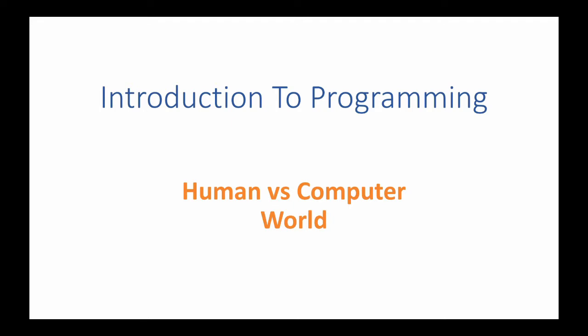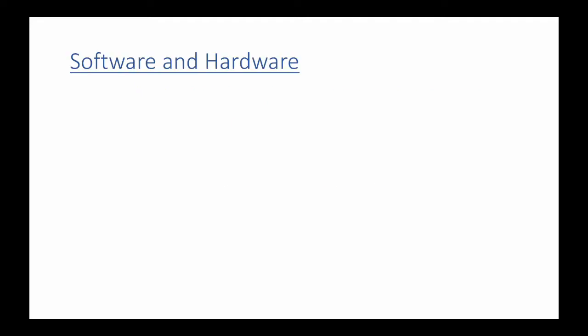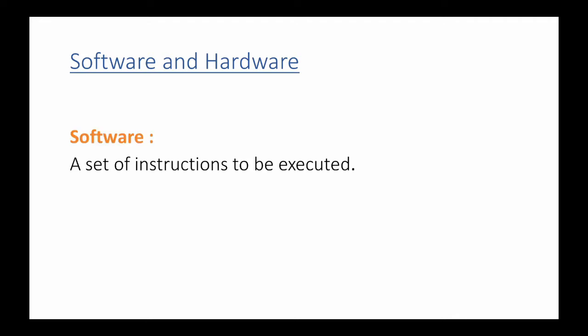So let's start with a very basic question about software and hardware. Now, software is nothing but a set of instructions to be executed. Now, this could be a very big software. For example, operating system, it's like a very, very big and complicated software. Or it could be a simple program like doing addition of two numbers or printing hello world. Now, the question would be you've written the instructions, but who executes them?